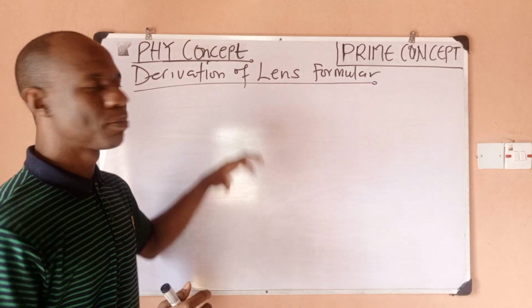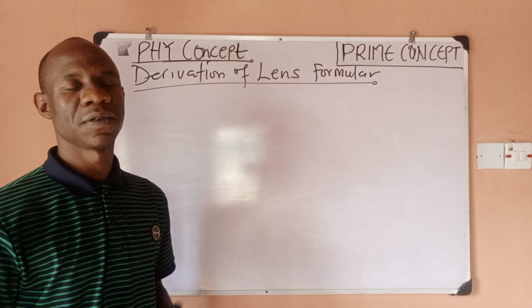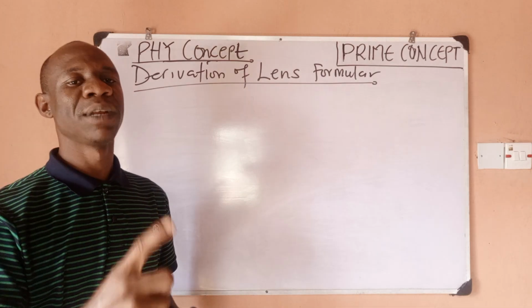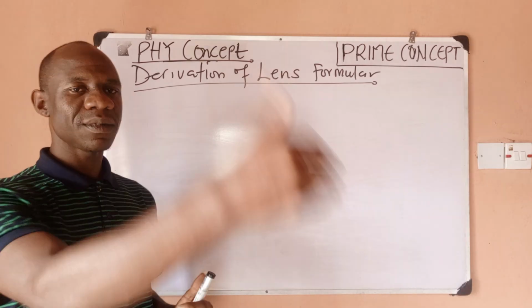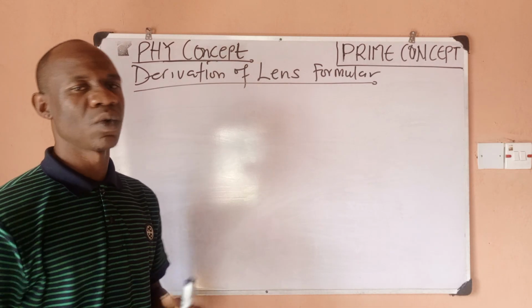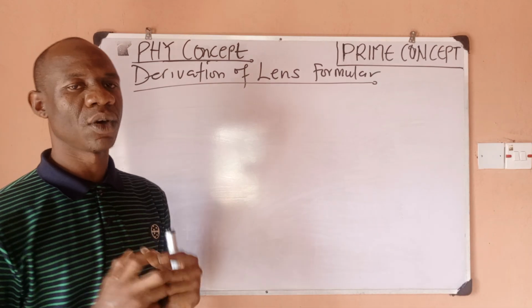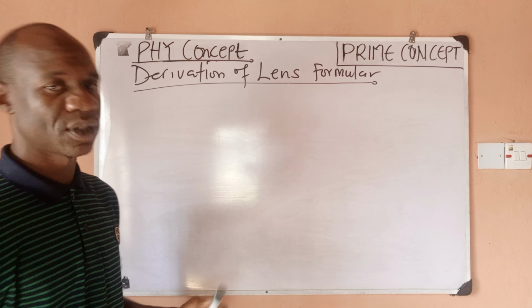Now, in the process of deriving this, I'll be introducing and using the sign conventions I mentioned and explained in my previous video. So if you have not watched the video on sign convention for convex and concave lenses, do well to watch that, then come back and follow on the derivation. So we're going to use one of the ray diagrams to derive this.